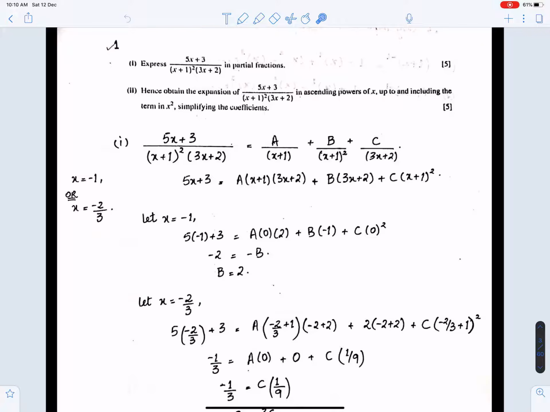Number 2, you need to observe the type of factors. Here are two types of factors: repeated linear and linear. Repeated linear factor is written twice, once with power 1 and then with power 2. And since all factors are linear, therefore we must have constants in the numerator.